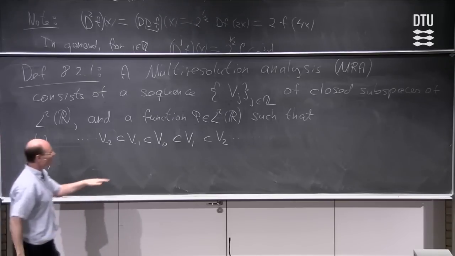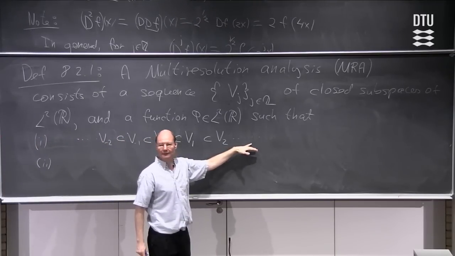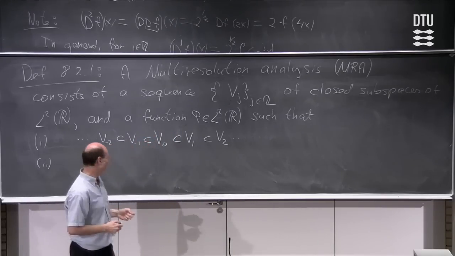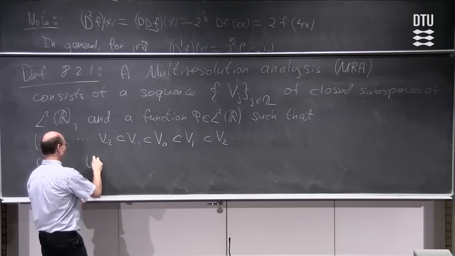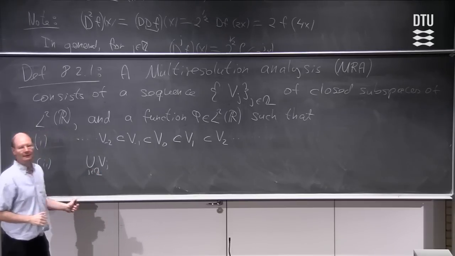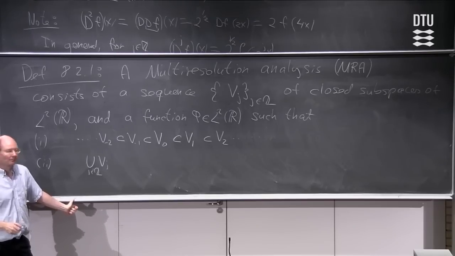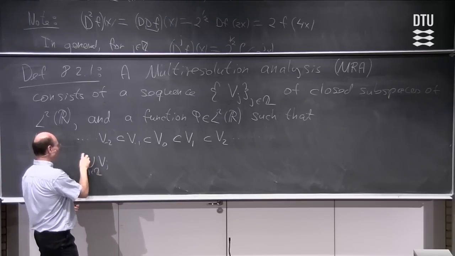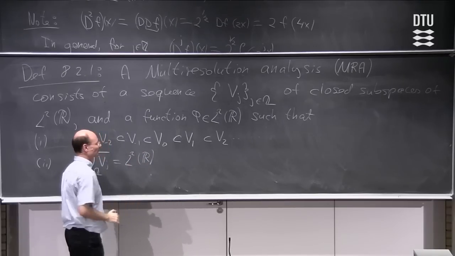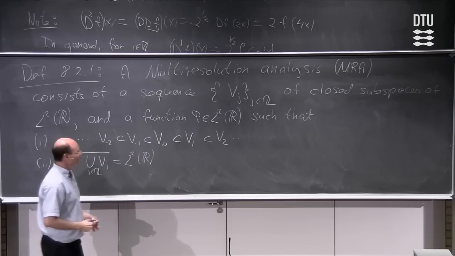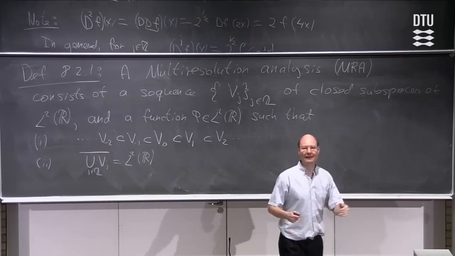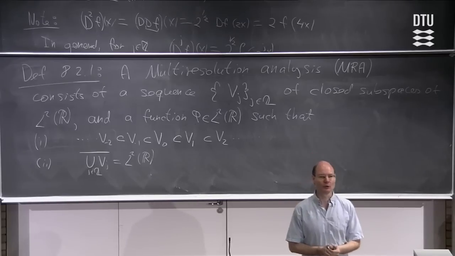The spaces are getting larger and larger when j increases. So how big are the spaces getting at the end? This is what the second condition says. It says that if you take the union of all these spaces, you almost get the full space L2 of R, in the sense that if you take the closure of this space, then you get L2 of R. So what this says is that the spaces are increasing with increasing value of j, and at the end, they fill out the entire space L2 of R.